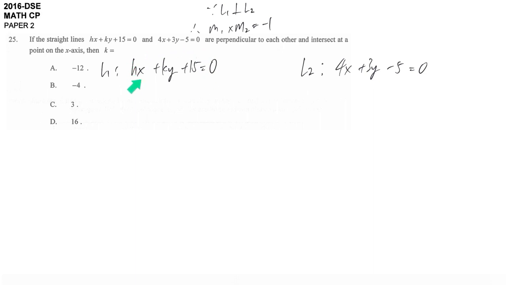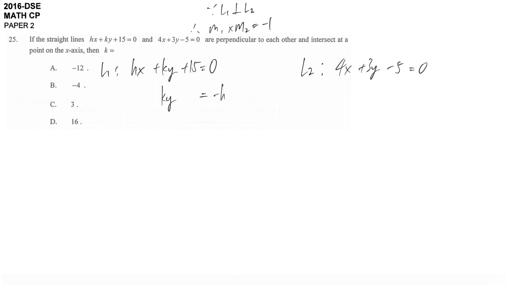How can we get the slope from this general form? If you memorize the formula, you will know that the slope is equal to -b over a, with b representing the coefficient of y and a representing the coefficient of x. So this is -k over h. However, I suggest you always change it to slope-intercept form. That means make y the subject.